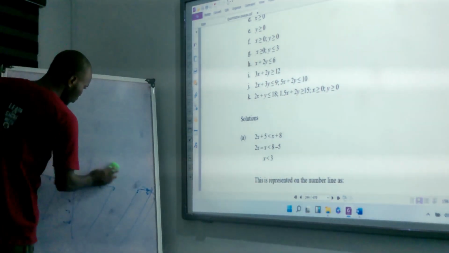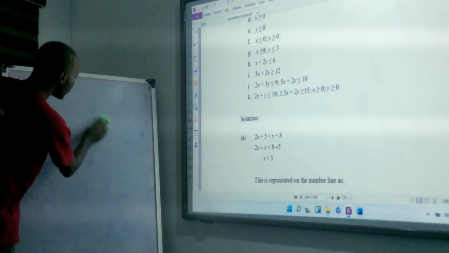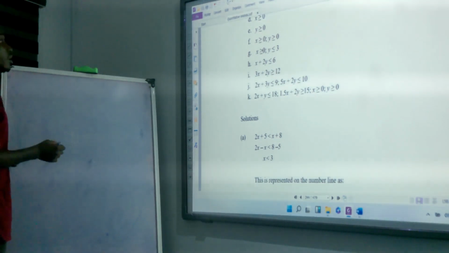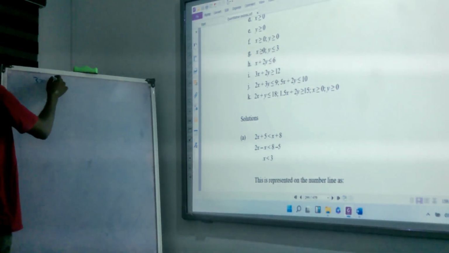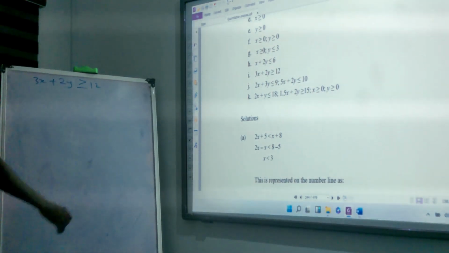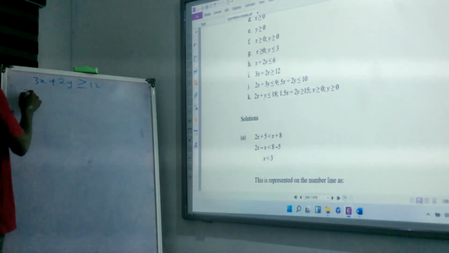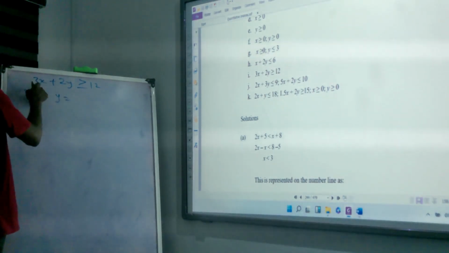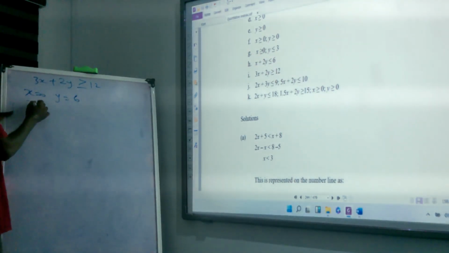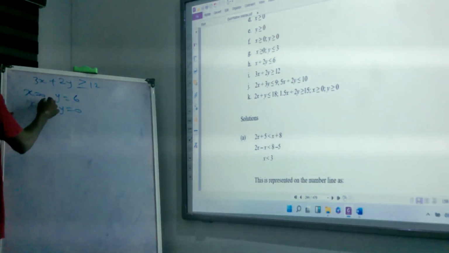So another one we are given is 3x plus 2y greater than or equal to 12. We obtain that as we usually do. When x is 0, what is our y? 2 times y is 12, so that will be 6. So what is x when y is 0? 3x is 12, so that will be 4.